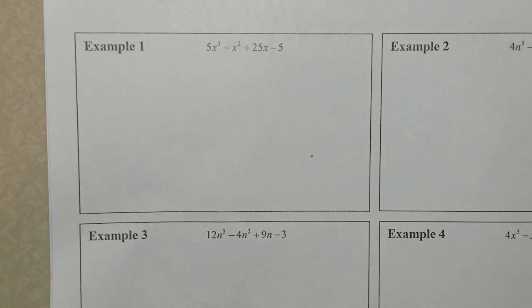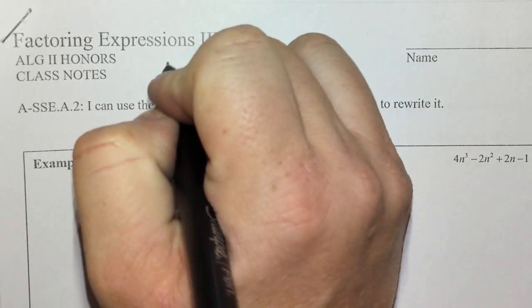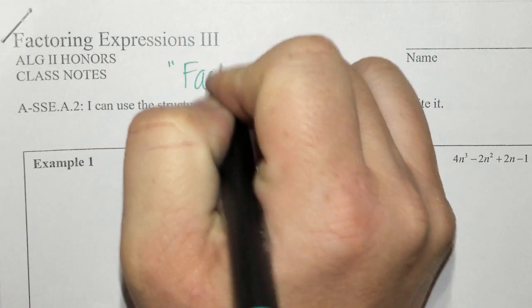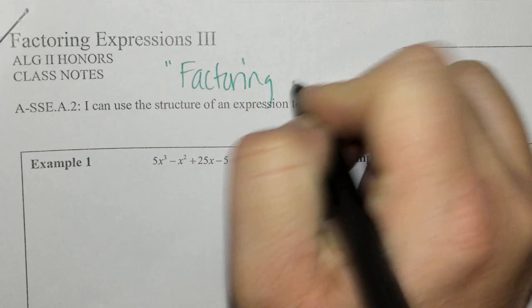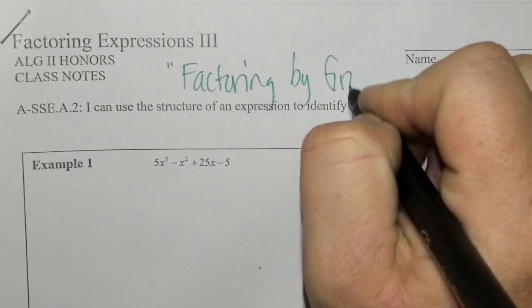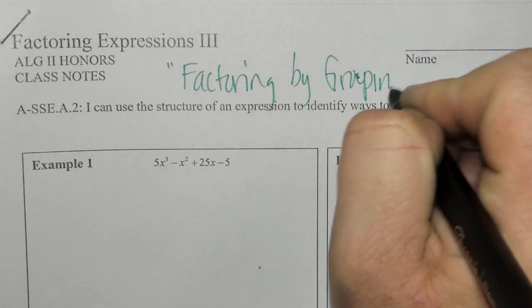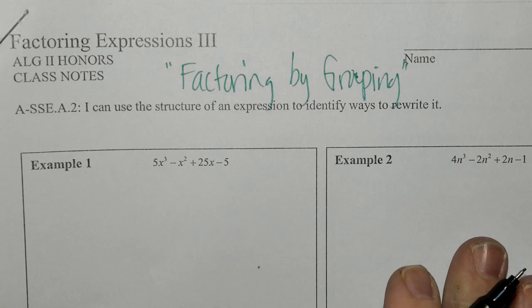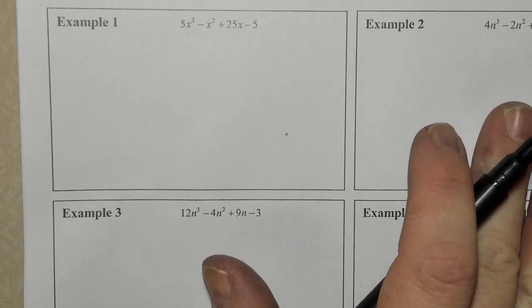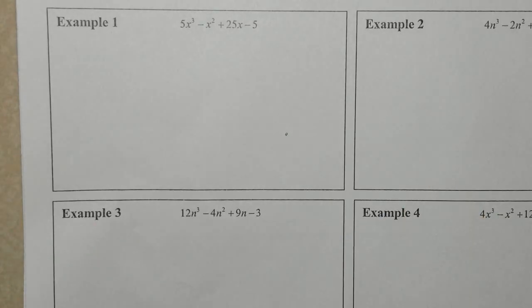At the top of this where it says factoring expressions number 3, can you do me a favor? Please write factoring by grouping. Factoring by grouping. The first lesson you did was factoring binomial expressions. Then yesterday was factoring the sum or difference of cubes, and today is factoring by grouping.